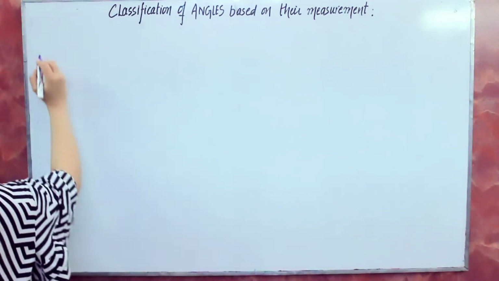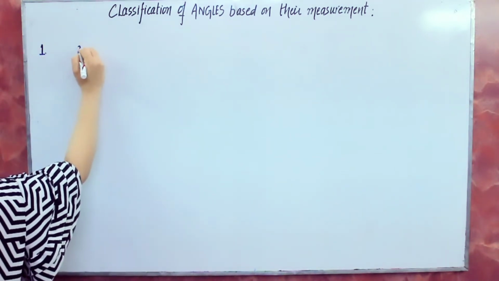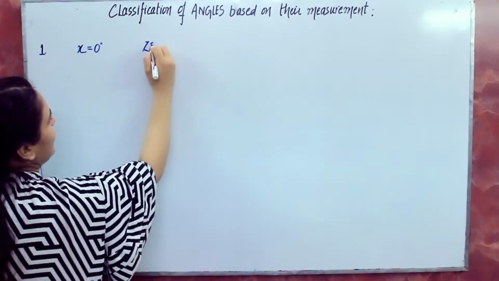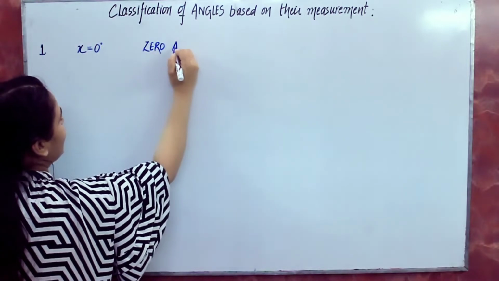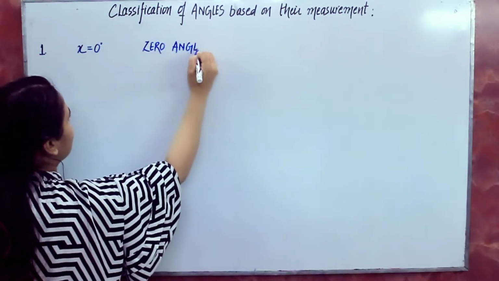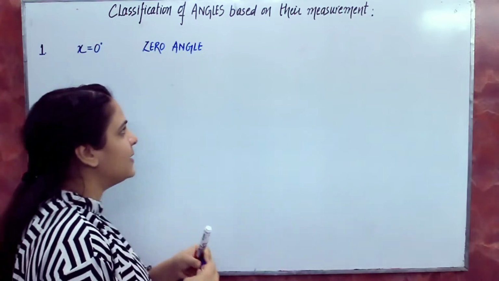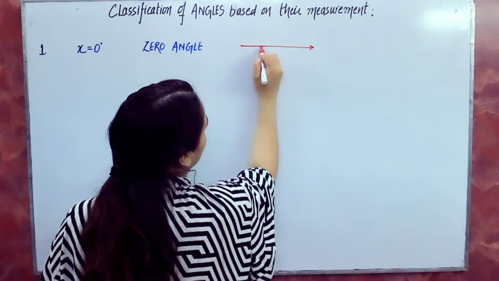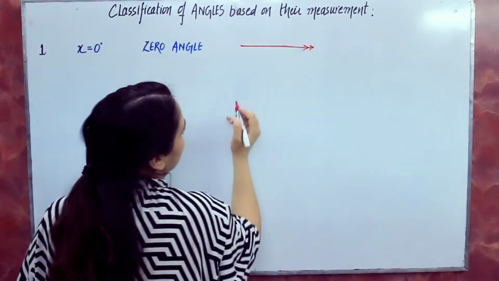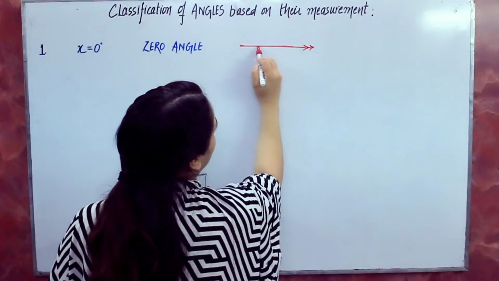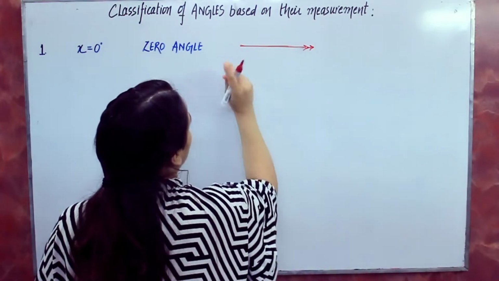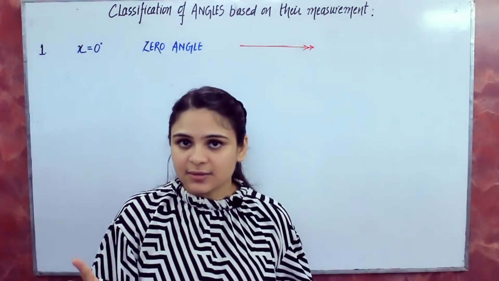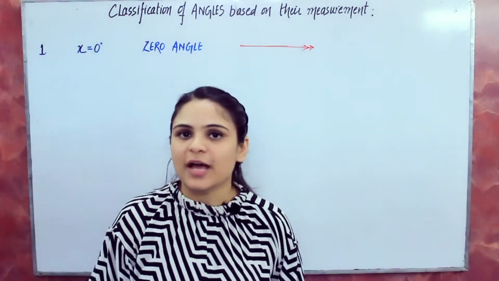So if the measurement of angle is equals to 0, this will be a zero angle. This type of angle is known as zero angle. And the figure will be like this, when one ray is coinciding with another ray. And 0 degree, I cannot show 0 degree here. So this will be a zero angle. When two rays coincide each other, this type of angle formed is known as zero angle.